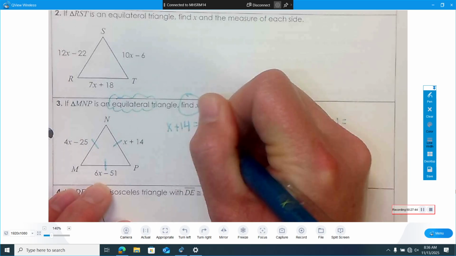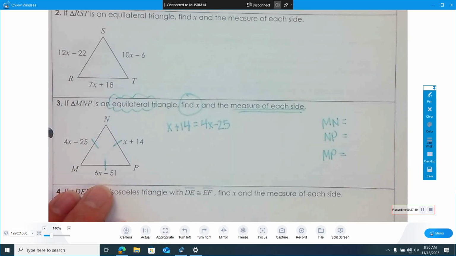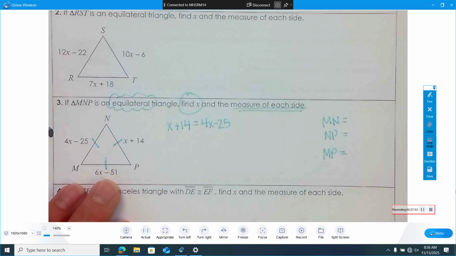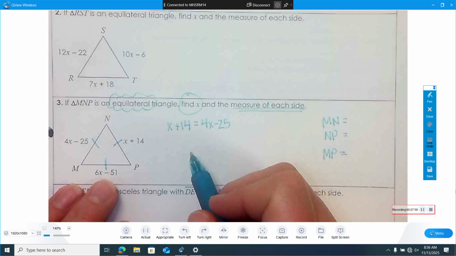X plus 14 equals 4x minus 25. Beautiful. Absolutely. That's a great thing. We could write a bunch of different equations here. There's actually 6 equations we could write, and they would all be accurate. Okay. So what are we going to do first to solve?